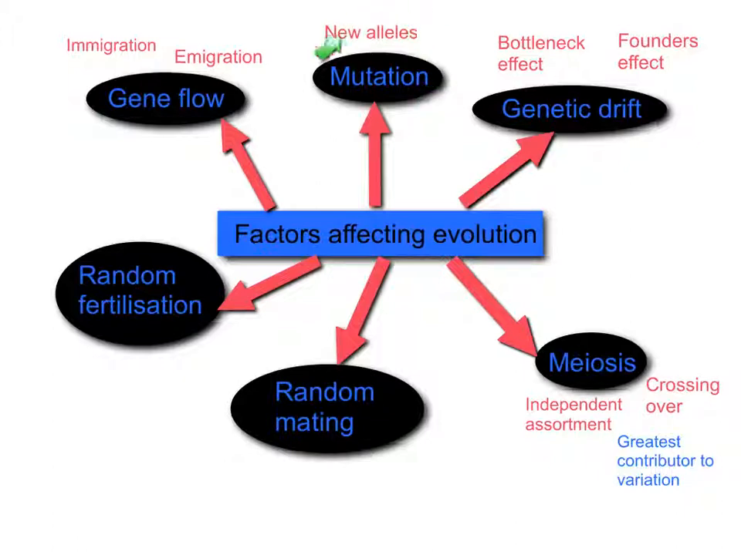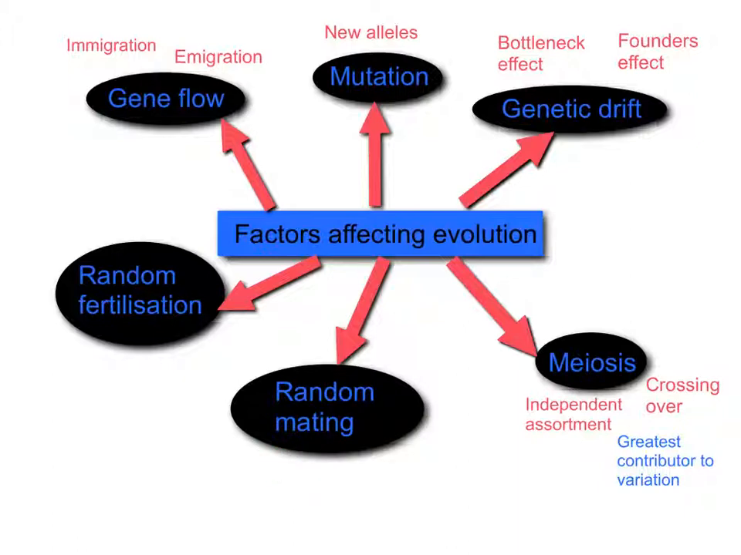And as we said, mutation up here generates new alleles. Meiosis can only shuffle and randomly shuffle those alleles, but it does it at a much higher rate. So that is actually the greatest contributor to variation. The next one we have is random mating.